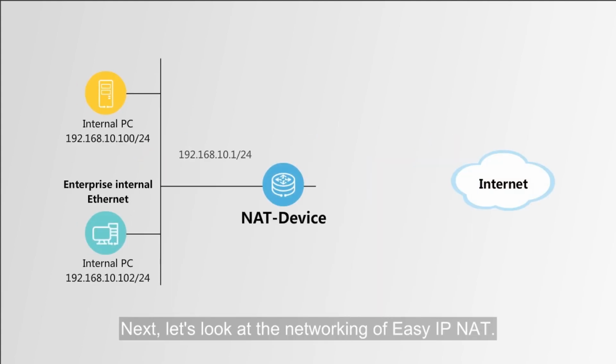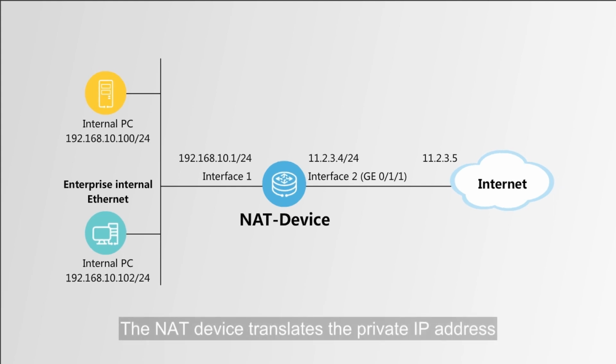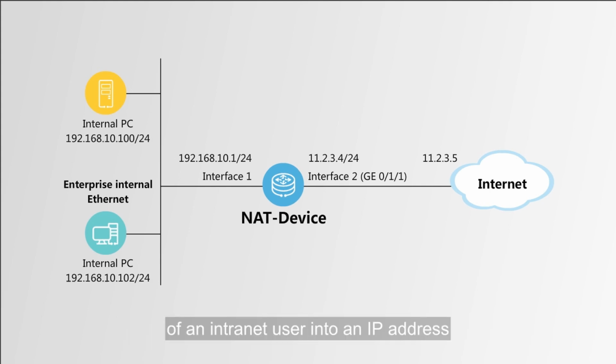Easy IP NAT is applicable when only a few public IP addresses are available. Next, let's look at the networking of Easy IP NAT. As shown in the figure, Internet users access the Internet. The NAT device translates the private IP address of an Internet user into an IP address of a public network interface. Then the user accesses the Internet.